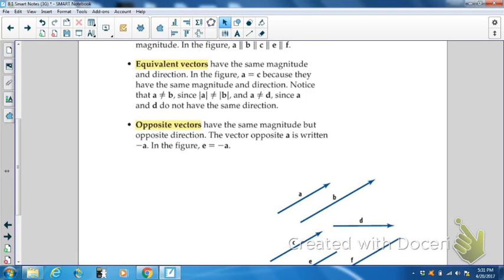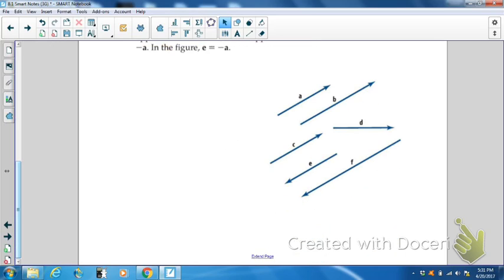The next type of vectors we're looking at are equivalent vectors, and they have the same magnitude and the same direction. So they're obviously identical. And we want to identify some of those. My identical ones, it looks like A and C, because they look about the same length and they're definitely going the same direction. So those would be equivalent vectors.